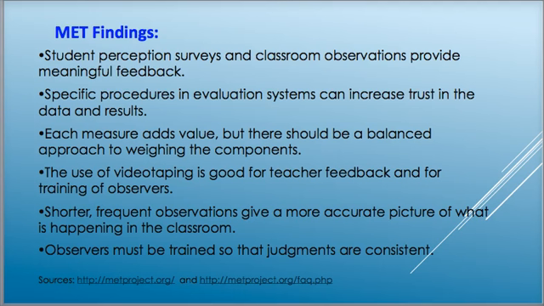In analyzing the 3 overarching categories used to measure teacher effectiveness, the following findings were reported. Student perception surveys and classroom observations provide meaningful feedback. Specific procedures and evaluation systems can increase trust in the data and results. Each measure adds value, but there should be a balanced approach to weighing the components. The use of videotaping is good for teacher feedback and for training of observers. Shorter, frequent observations give a more accurate picture of what is happening in the classroom. Observers must be trained so that judgments are consistent. Explore the sources listed on the slide for more information about the findings.